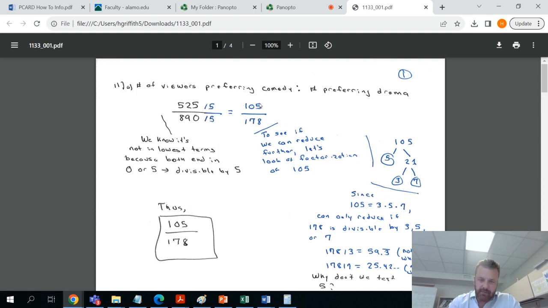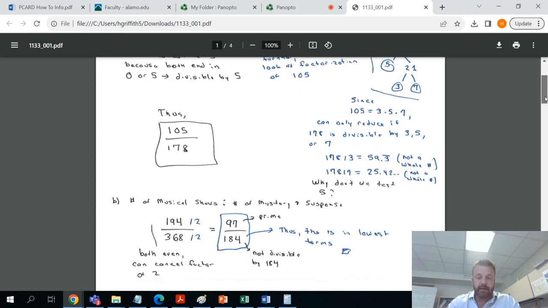So the only way I would be able to reduce this fraction is if it turned out that 178 was divisible by either 3, 5, or 7. I know it's not divisible by 5 because it doesn't end in a 5 or a 0, so I can just check really quickly whether it's divisible by 3 or 7.